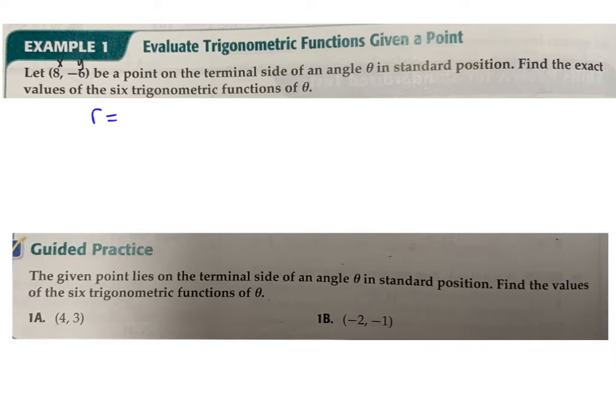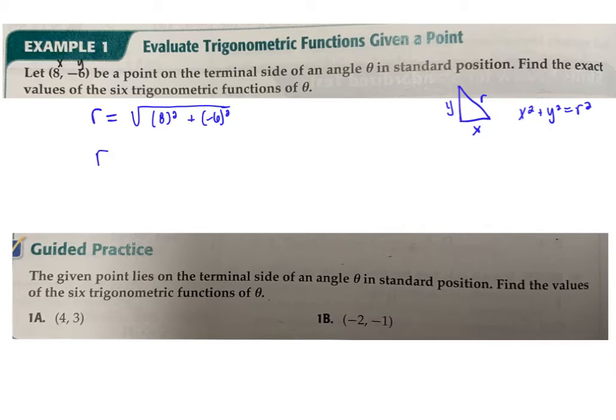r is going to be the square root of a squared plus b squared, or my x squared plus my y squared. r will always be positive because you're talking about a root here. This stems from the Pythagorean theorem, which is my x, my y, and my r. x squared plus y squared equals r squared. So to find r, I take the square root of both sides. This is how I get r.